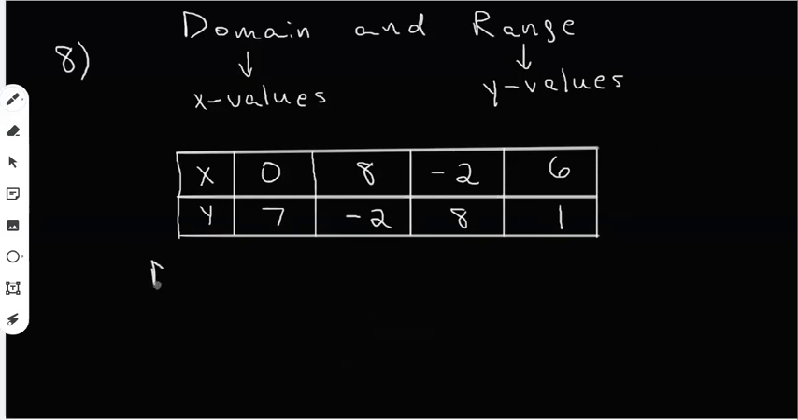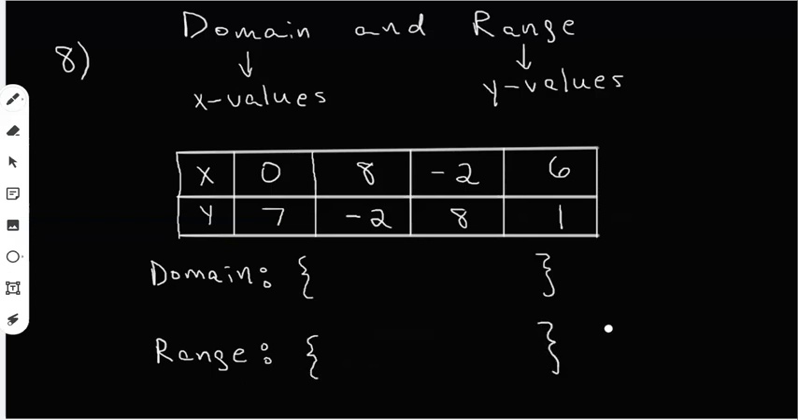And the way we write domain and range is we're going to use set notation. And I'll show you what that looks like in a minute. We're going to have these curvy brackets for both the domain and the range. And all it is, it's a set. So we're using set notation. We're going to take all the x values and put them in the domain. We're going to label them from least to greatest, and we're going to take all the y values and put them in the range from least to greatest.